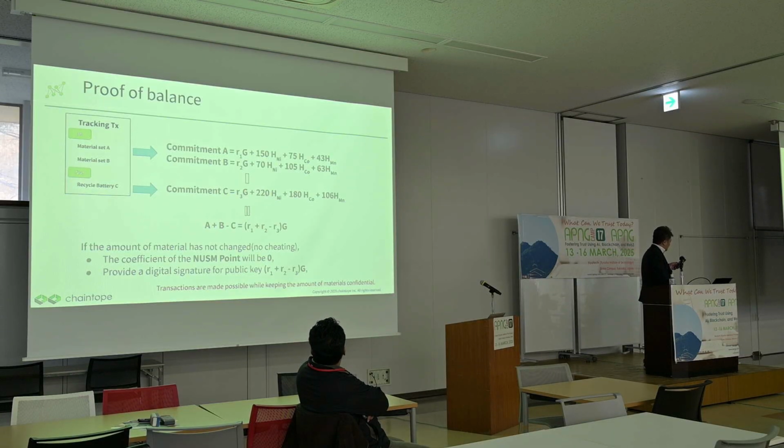Now we encode each product with a vector Pedersen commitment and apply it to the transaction as before. The transaction in which recycled battery C is made from material sets A and B looks like this. The commitments have homomorphic properties, so when we calculate A plus B minus C, the nonce point disappears. So we prove the digital signature for the public key.